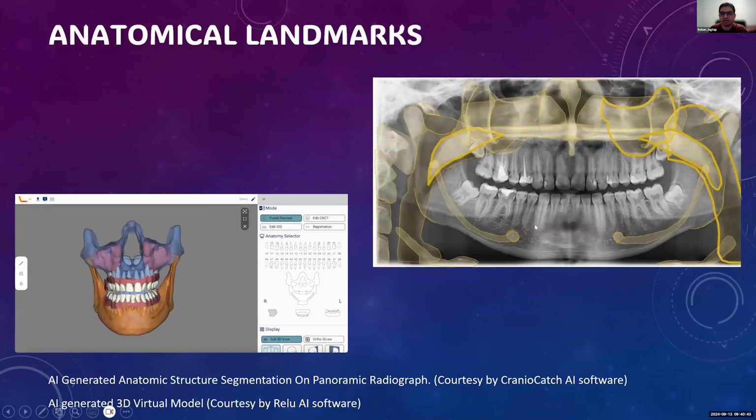Again, anatomical landmarks on panoramic radiograph. I know there is a lot of superimposition, but AI is actually able to do the anatomical landmarks as of now.